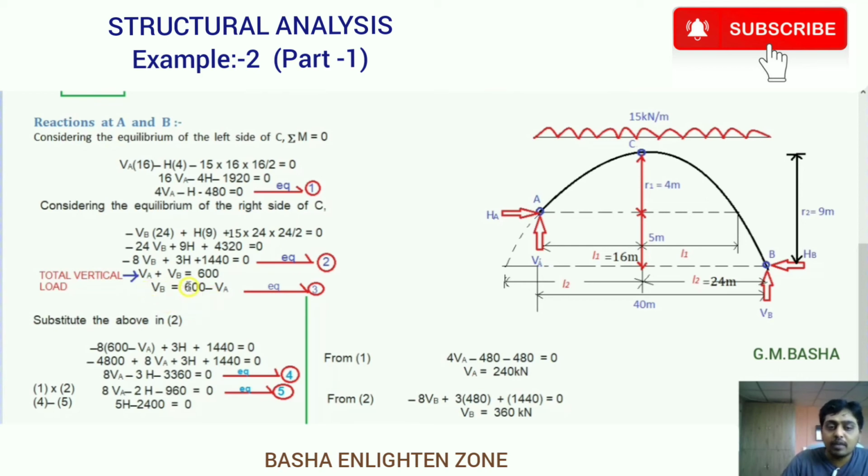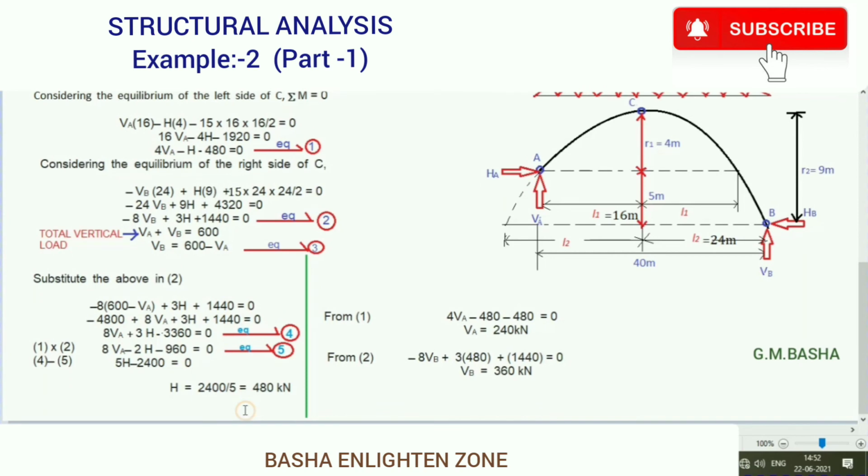So here I am taking VB equal to 600 minus VA. So immediately wherever VB will be there, I am substituting this value on that VB position. So see here, minus 8 into 600 minus VA. So here I am simplifying. 8 into 600 minus VA plus 3H plus 1440. If you simplify this equation, you will get 8VA plus 3H minus 4800 plus 1440 will be equal to minus 3360. That one will be equal to 0. So take down this equation as number 4.